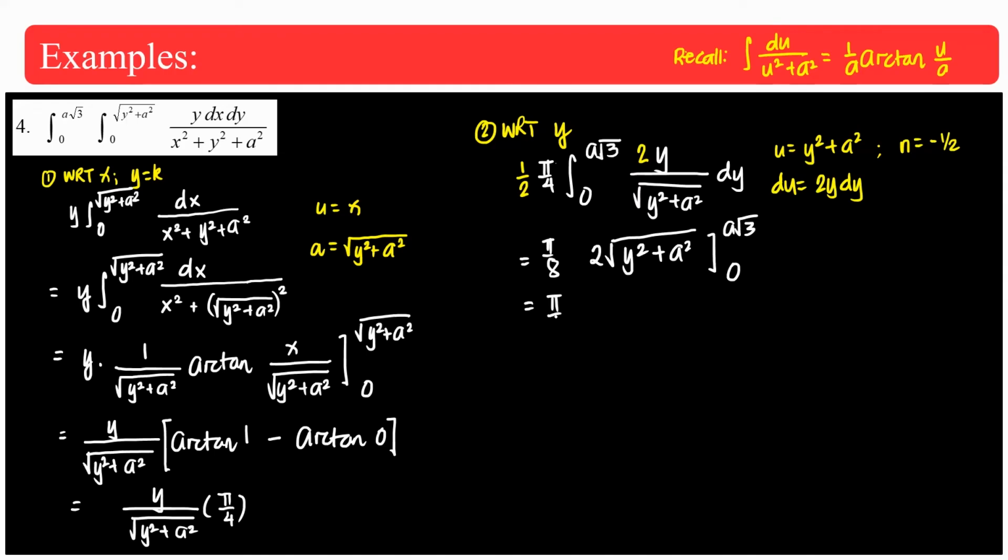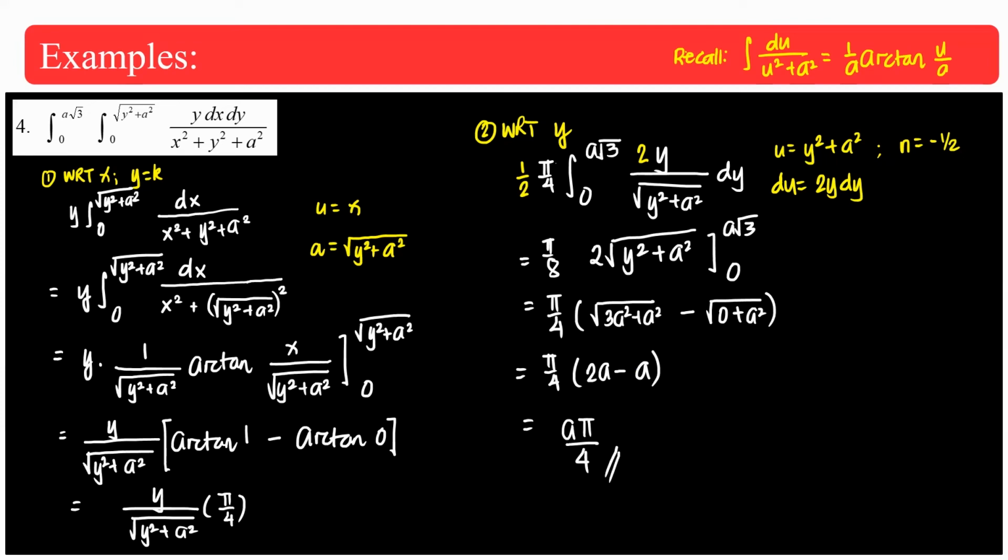So that's pi over 4 square root of 3a squared plus a squared, minus square root of 0 plus a squared. So pi over 4, this becomes the square root of 4a squared. That's just 2a minus, this is a. So that's just a. So a pi over 4 is your final answer.